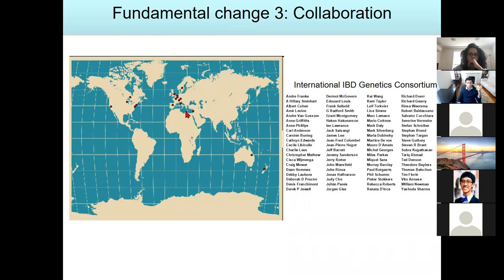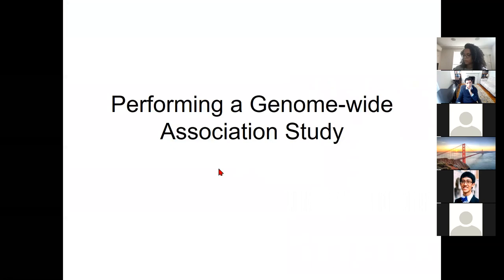And then the third thing that turned the tide is, of course, collaboration. So basically, if you look at the International Inflammatory Bowel Disease Genetics Consortium, you see sites across many, many different locations. So now we have the ability to measure variation across millions of SNPs in the genome. We have the ability to impute missing SNPs, as we saw last time, using linkage disequilibrium and using haplotype inference, and then painting of these haplotypes on top of the genetic variation.